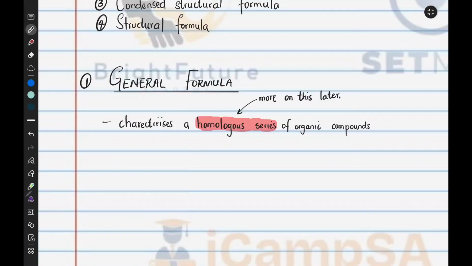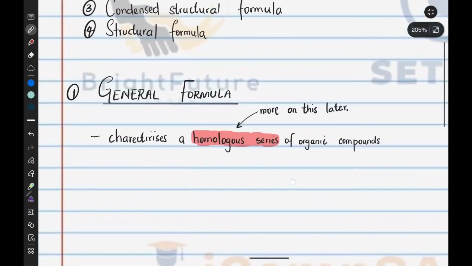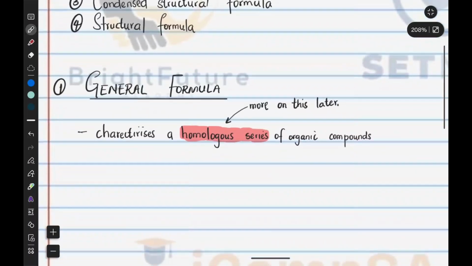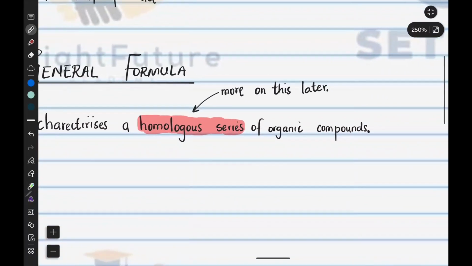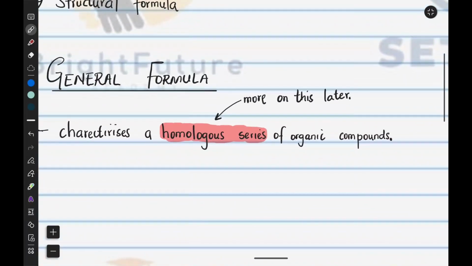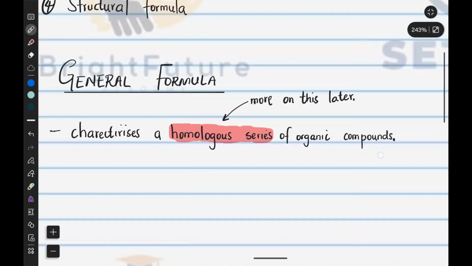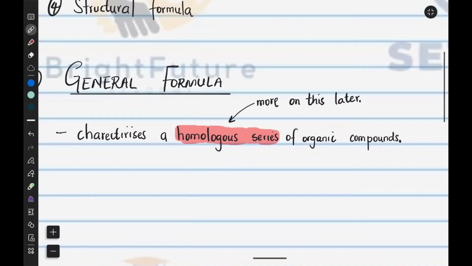All right, so as I've already mentioned, a general formula is basically just there to describe a homologous series of organic compounds. We'll discuss more later on what a homologous series is, but essentially it's just a group of organic compounds or molecules that can usually be described by the same formula. That formula, we call a general formula. So homologous series and general formula basically define one another, right?